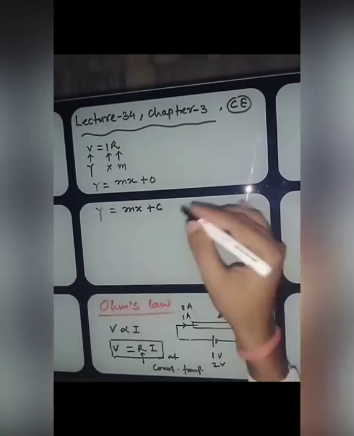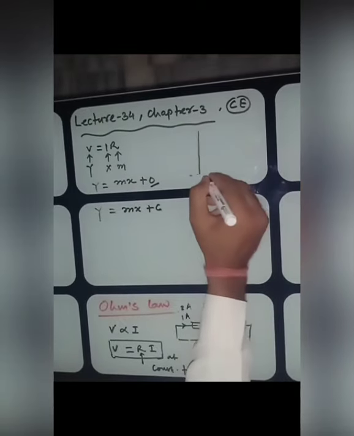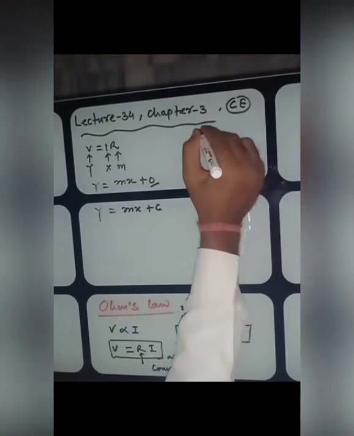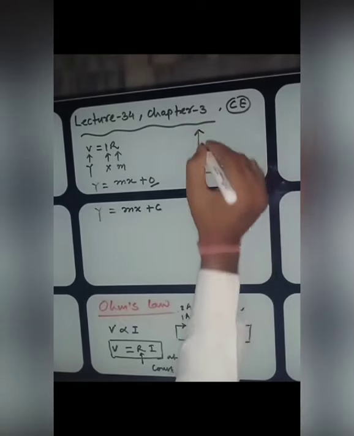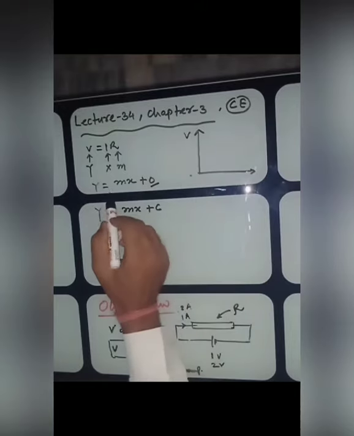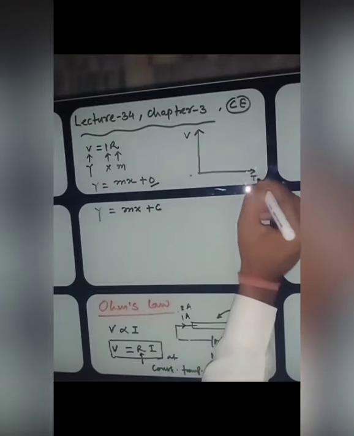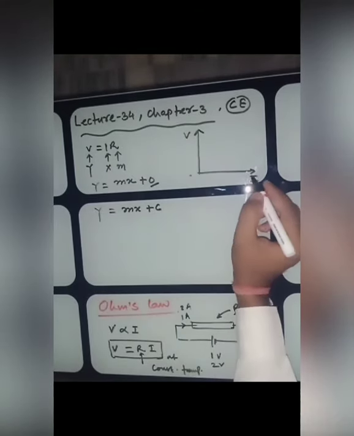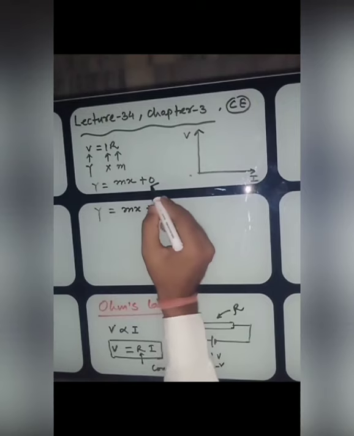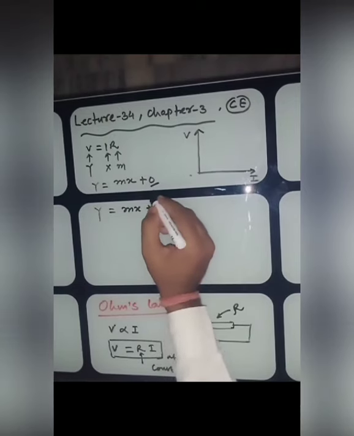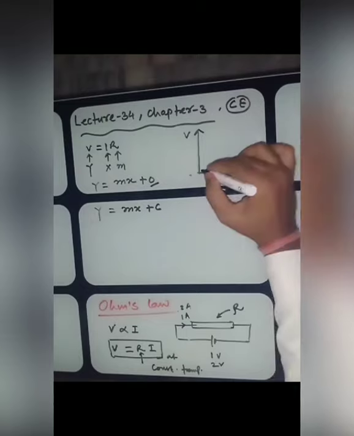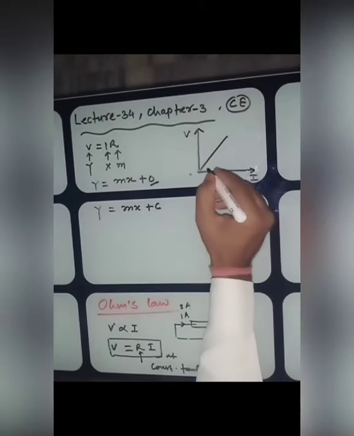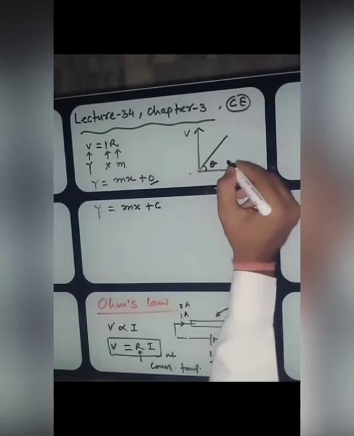Remember, here you are finding this constant as 0. On the y-axis we have taken the voltage V, and on the x-axis we have taken the current. This is in volt and this is in ampere. Now, if c is 0, the graph should start from the origin, and it will look like this. And if this angle is theta, then this will give you the slope.